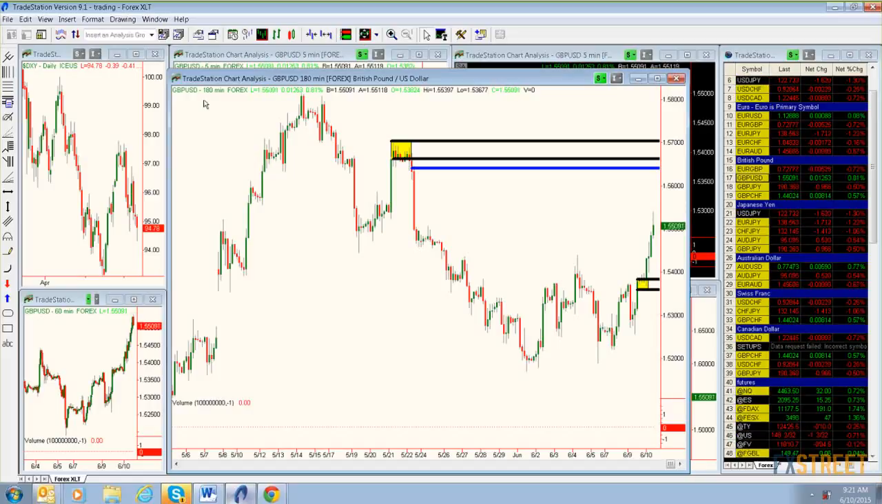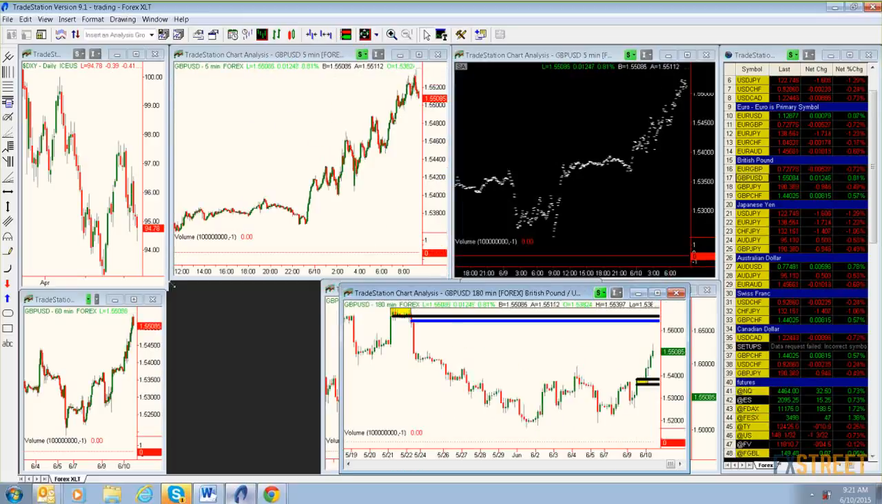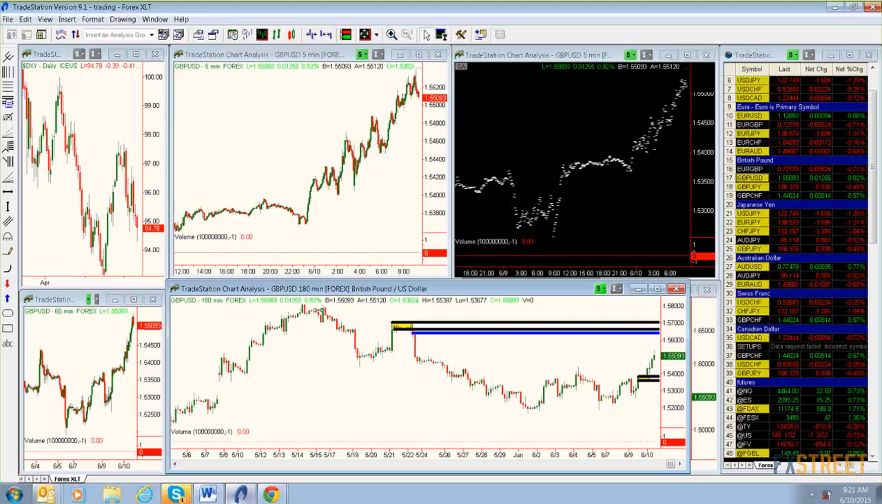The trading platform, this is just TradeStation. Anybody can use this. It's okay, it's pretty good. For charts, it's great.